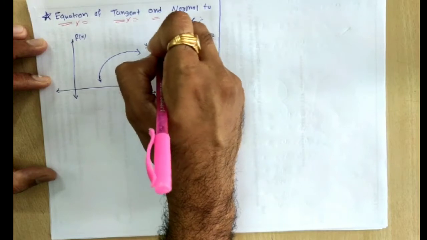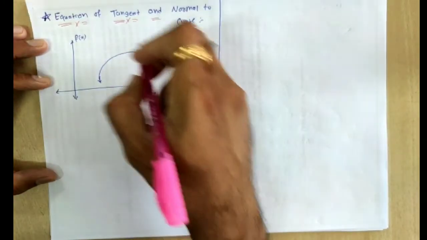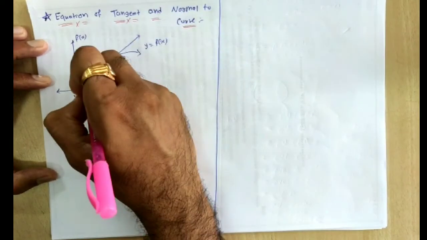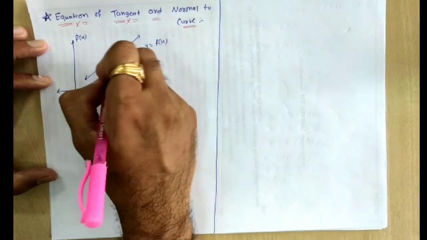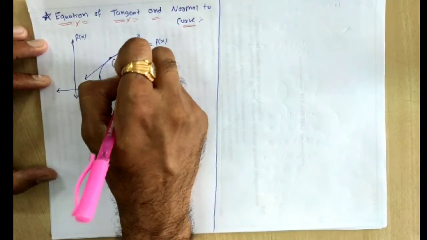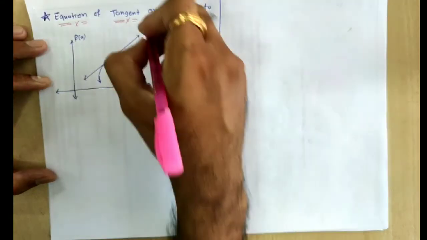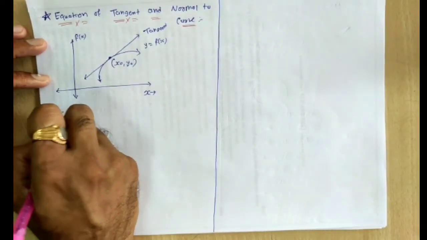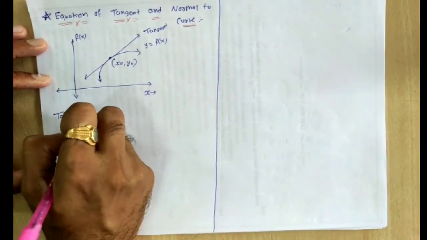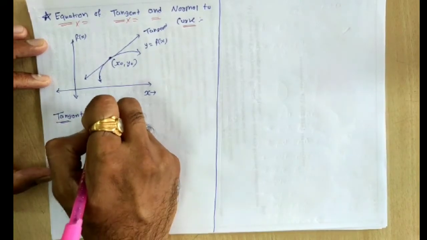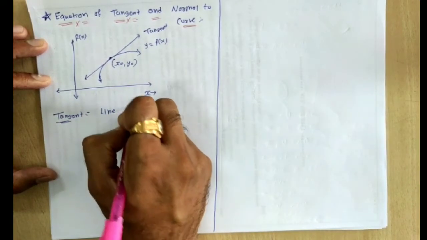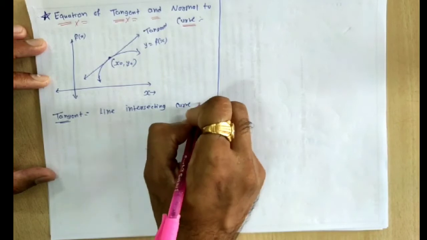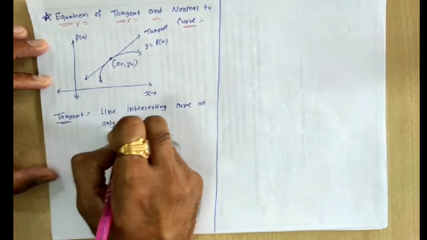Given curve is y equal to f of x. So if we can draw one line which intersects the curve at only one point x naught y naught, so that line is known as tangent to a curve. So what is the definition of tangent? Tangent is the line intersecting curve at only one point.